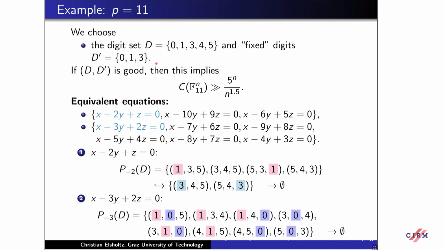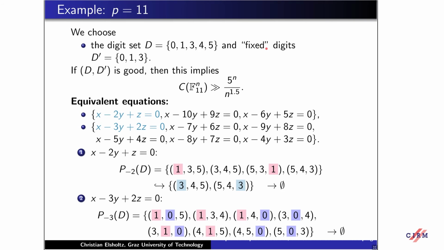Here's the mod 11 case. Well, you have lots of choices for possible digit sets. Just avoiding progressions, you could choose 6 digits, but that's too optimistic. With this, you will not be able to avoid all the other progressions, so we actually use only 5 digits, but there are still lots of choices, of course.